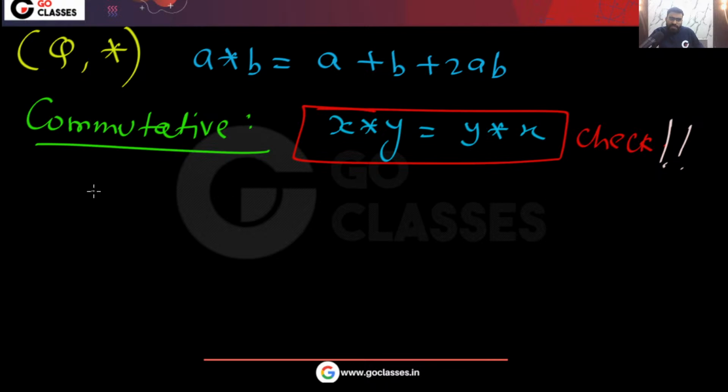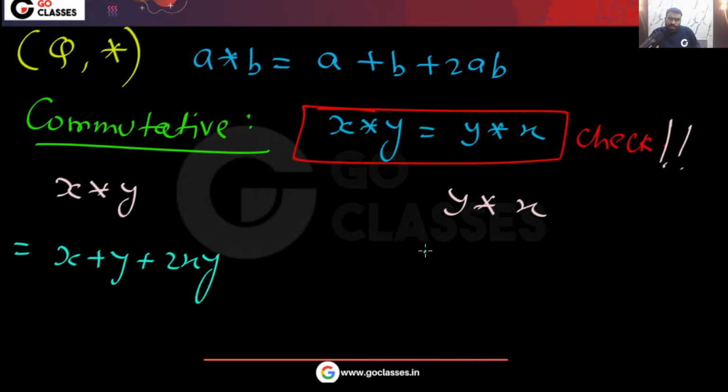So what will be x star y? Tell me, what is going to be x star y and what will be y star x? Let's see, are they same or not? So x star y will be x plus y plus 2xy, and y star x will be y plus x plus 2yx. And yes, they are same.